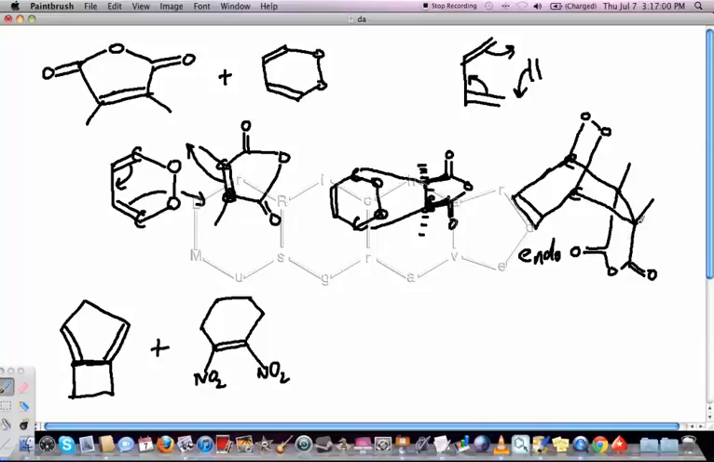Now if that's pointing down, it means these methyl groups that were connected on the other side of the dienophile are going to be pointing upwards, and that's what we're seeing here. So that's what the endo looks like. I'll draw you the exo as well.